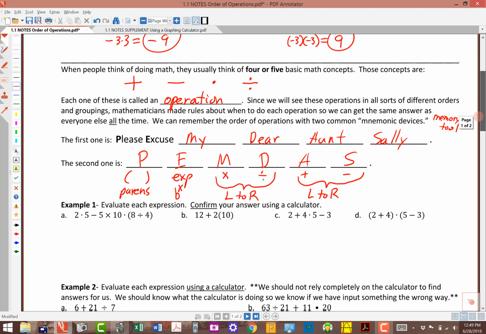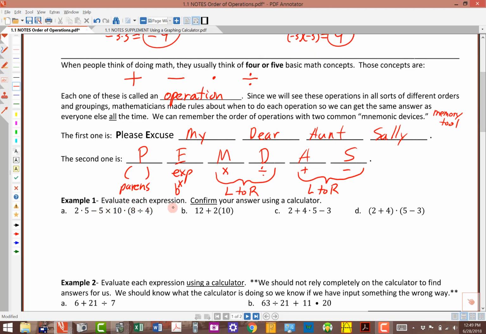So we're going to come down here and it says evaluate each expression, and then it says confirm your answer on your calculator. So we're going to go ahead and get these answers, and then we're going to try and make sure that we can get the same thing on our calculator. So we've got 2 times 5 minus 5 times 10, and notice the difference. We've got a dot here for multiplication and an x here for multiplication.